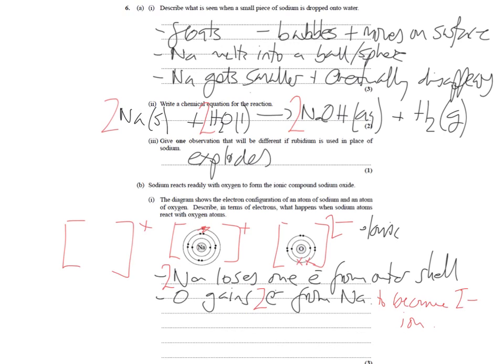Now you'll get 1 mark for talking about sodium losing an electron. You'll get a 2nd mark for talking about oxygen gaining an electron, and the 3rd mark comes for spotting that you need 2 sodiums each to lose an electron to give the oxygen 2 electrons in total, to complete its outer shell.